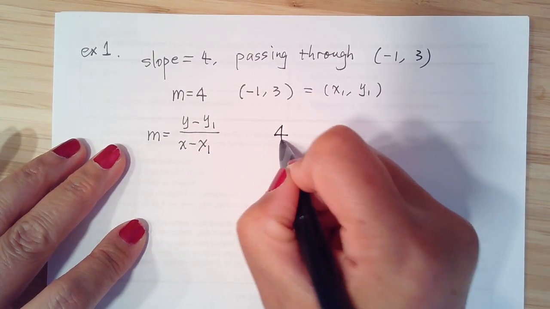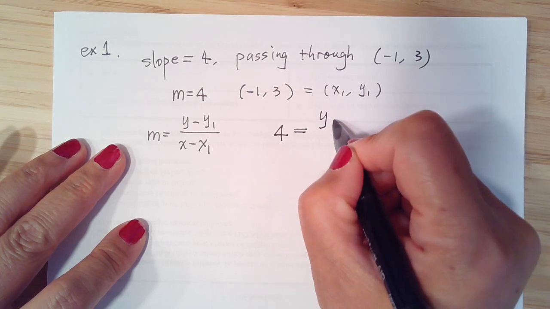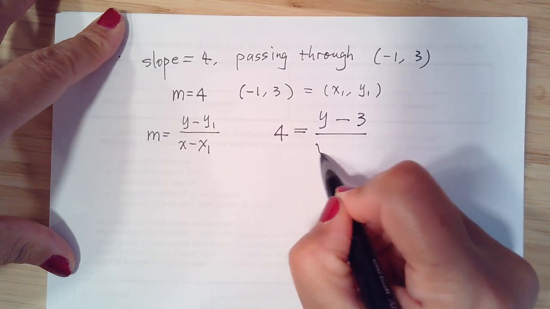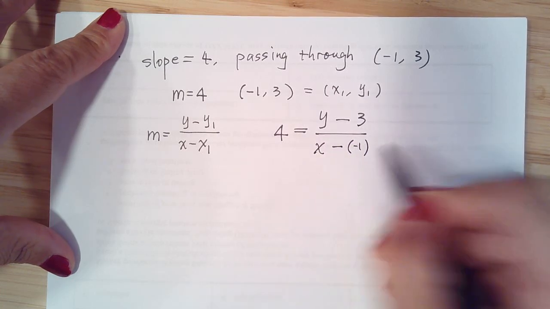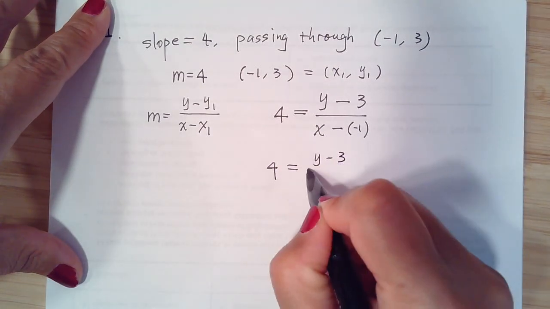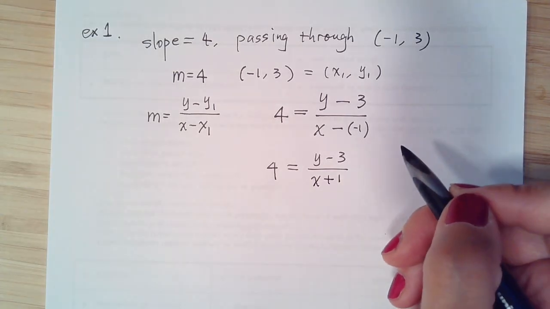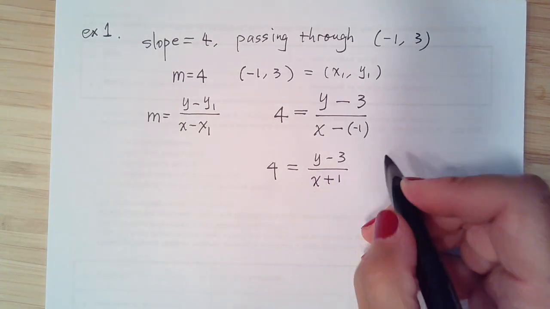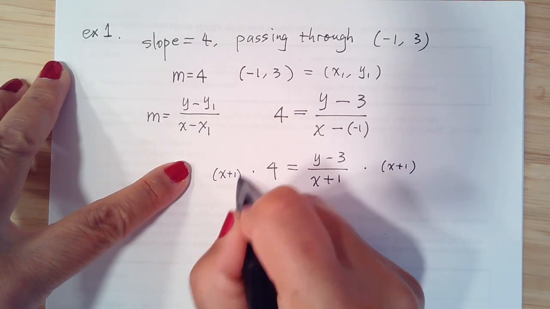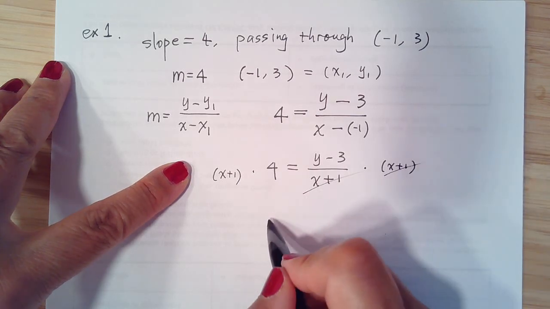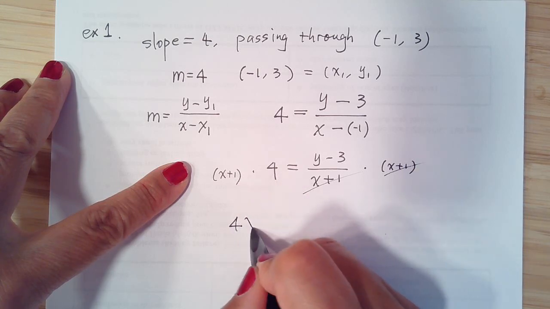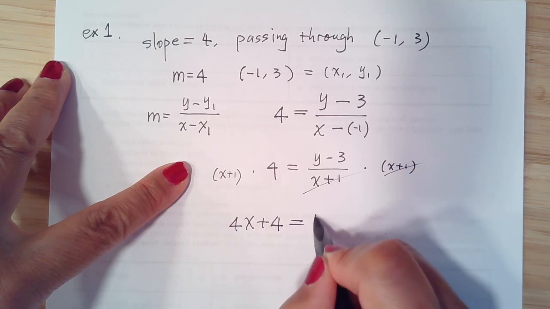So 4 equals y minus 3, because y1 is 3, over x minus -1. All right, so that means 4 equals y minus 3, denominator is x plus 1. And then I need to multiply by x plus 1 on both sides. So this canceled out. What I have is, I distribute the 4 inside. Can I do that? I go 4x plus 4 equals y minus 3.